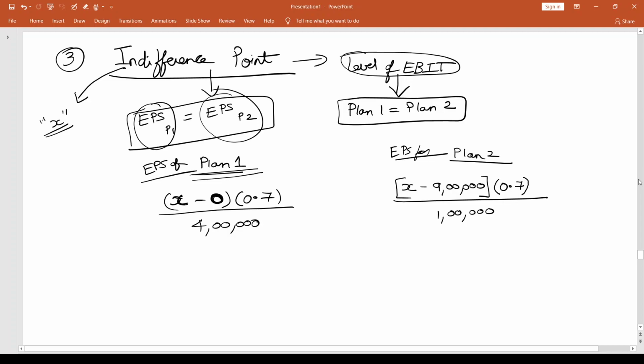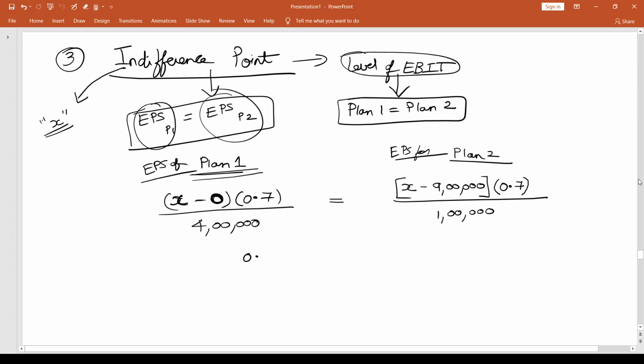for plan 2. Now I know, since this X is the indifference point, EPS of both plans have to be equal. So if I solve this equation, I'm going to get the value of X, and that's what I will call the EBIT number, and that becomes the indifference point. So now let's go ahead and solve this equation.